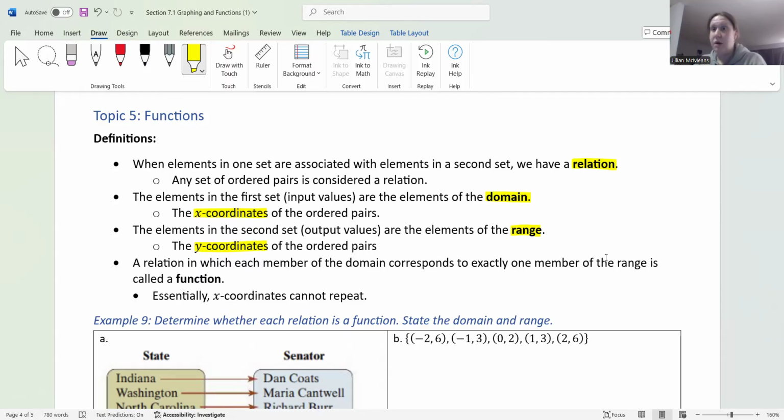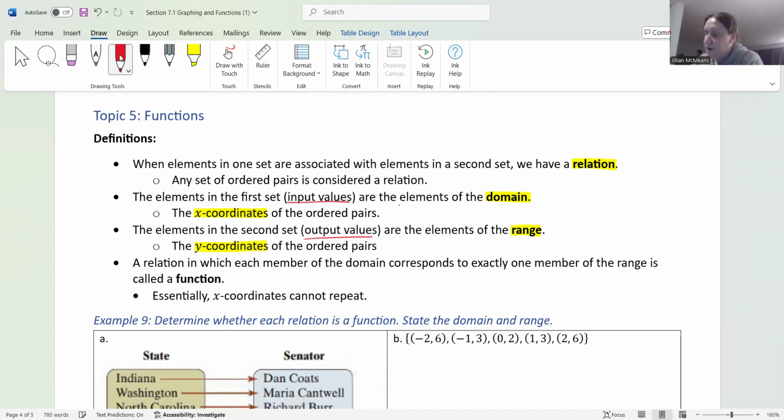Ordered pairs qualify as relations because we're looking at how x's correspond to y's. Further, all of our equations in two variables meet the criteria to be a relation because any set of ordered pairs is considered a relation. And remember, the solutions to an equation in two variables are the set of ordered pairs that satisfy that equation. When we're looking at our set of ordered pairs, all of the x coordinates are the input values, which make up the domain. The y coordinates are the output values, which make up the range. So input for x, output for y.